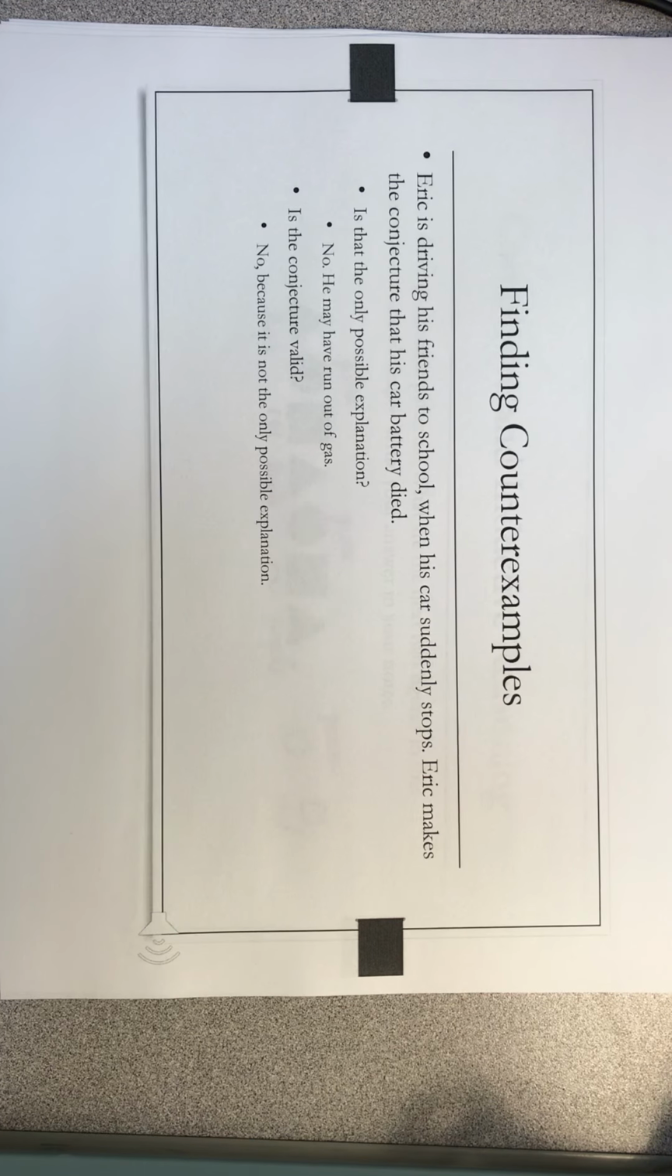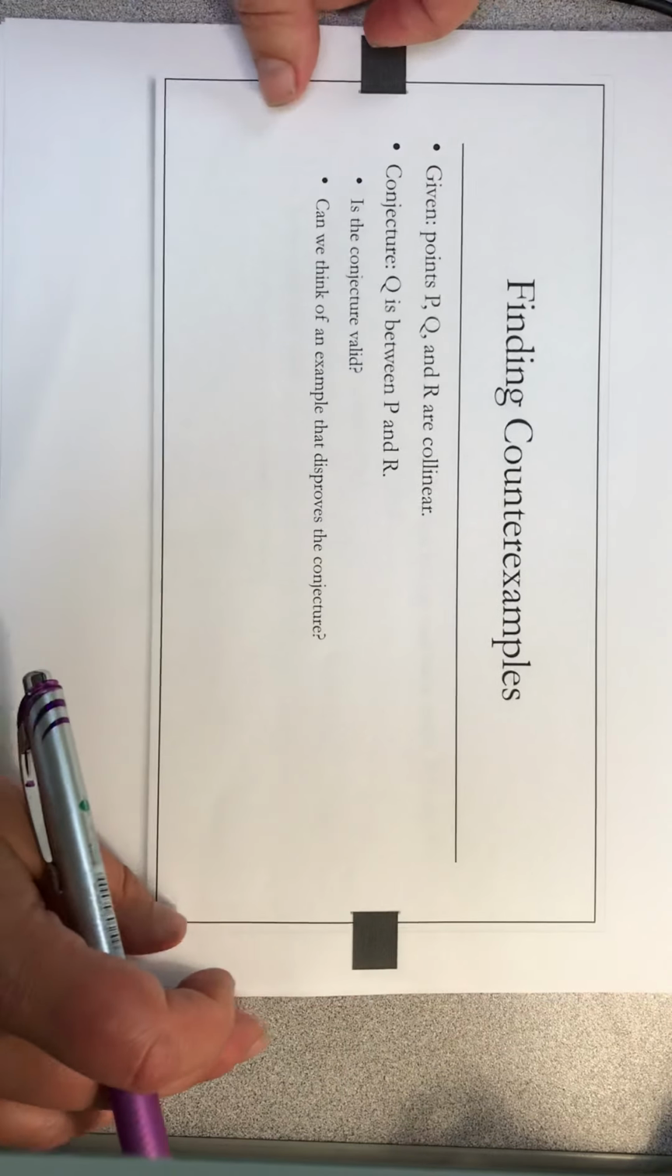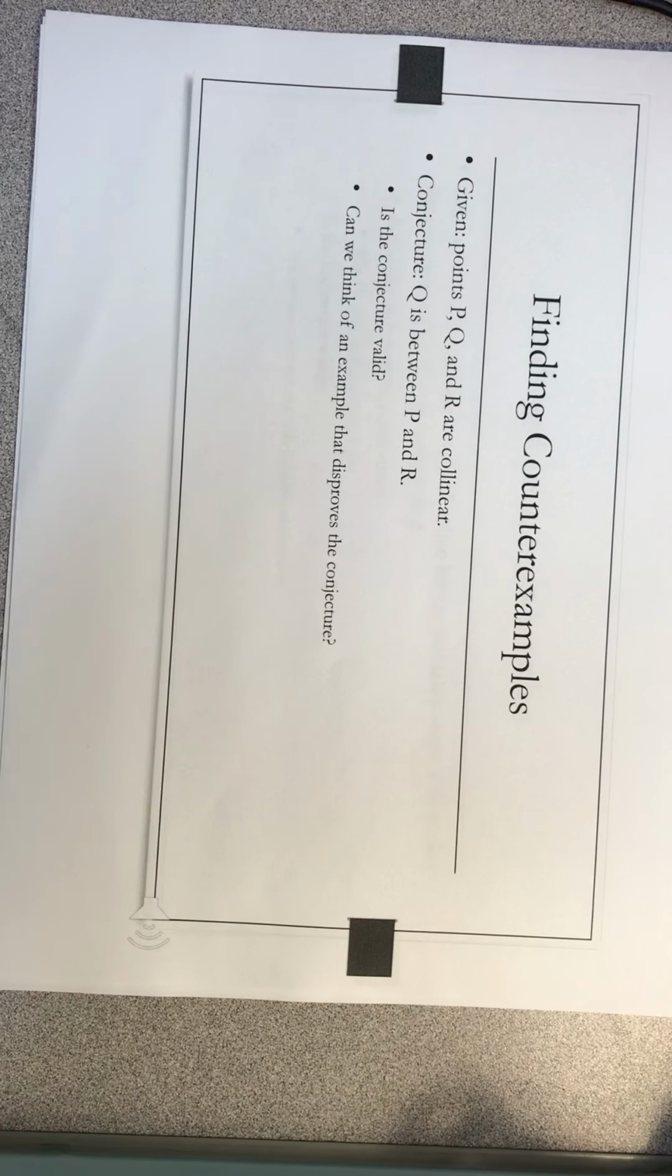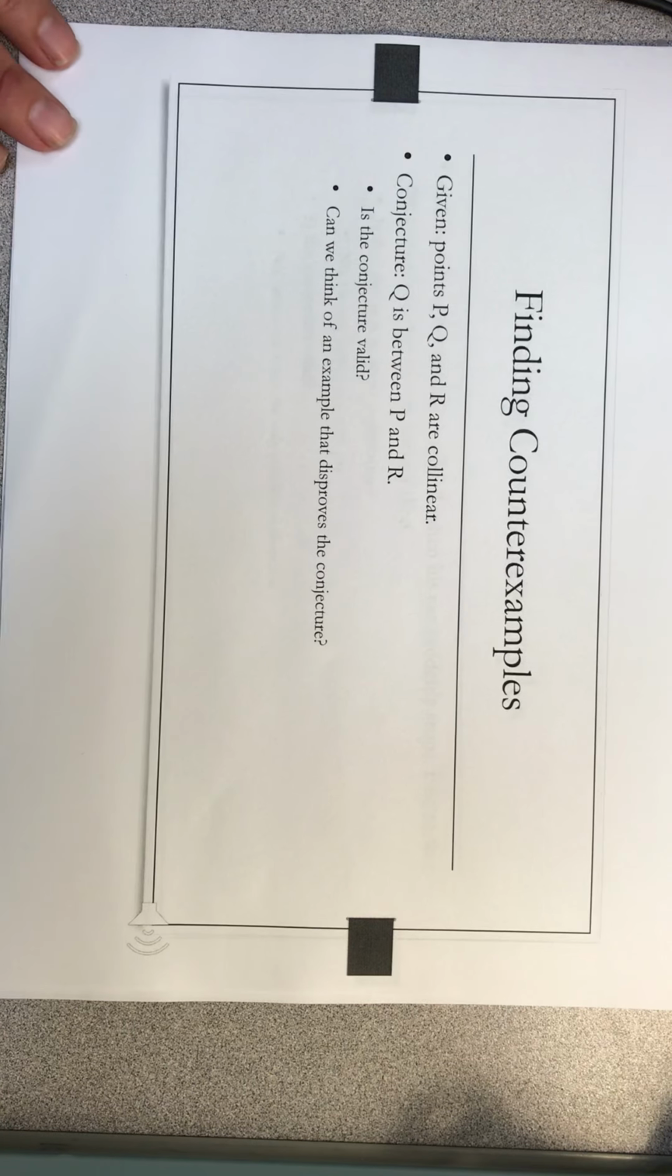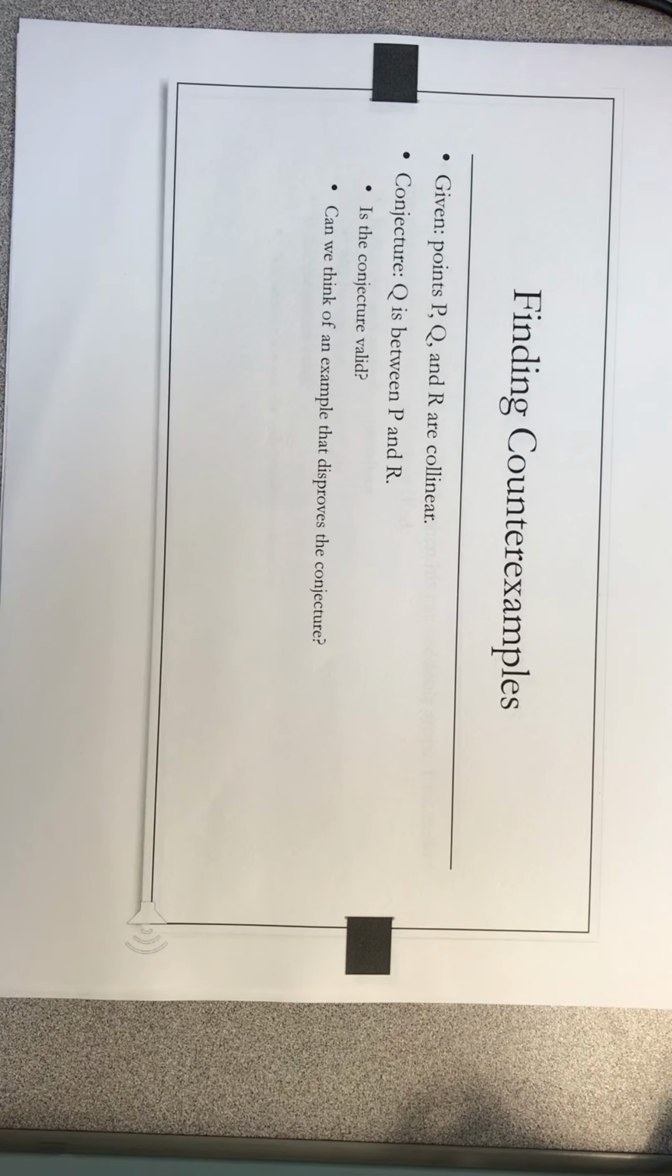So let's try an example. I want you guys to stop the video and try this on your own. If you're given that points P, Q, and R are collinear, and we know what that means now, right? I'm going to say that Q must be between P and R. That's my conjecture. P, Q, and R are collinear. Q is between P and R. Is the conjecture valid? Can we think of an example that disproves the conjecture? Or can we think of a counterexample?